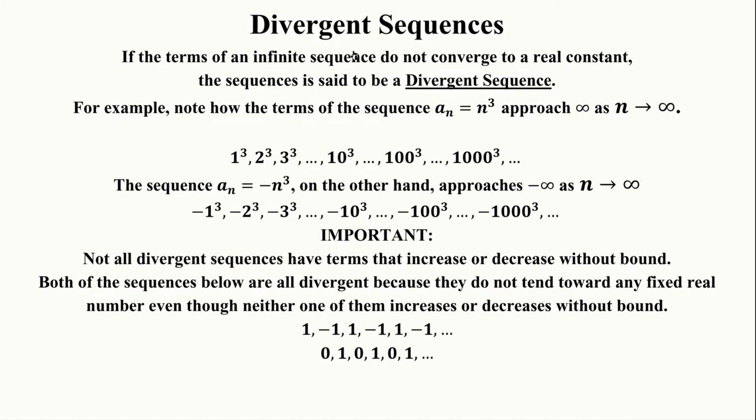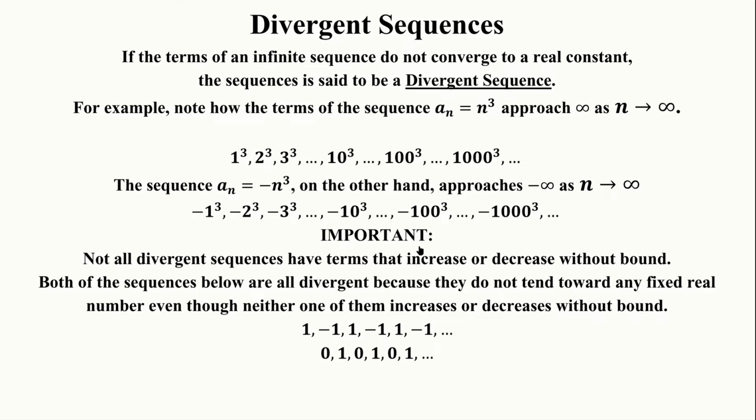Divergent sequences, on the other hand, do not converge to a real constant. For example, consider an equals n cubed. Notice the terms of this sequence are getting larger and larger without bound, right? Or if I just tweak it a little bit and look at an equals negative n cubed, then the terms would be decreasing without bound.